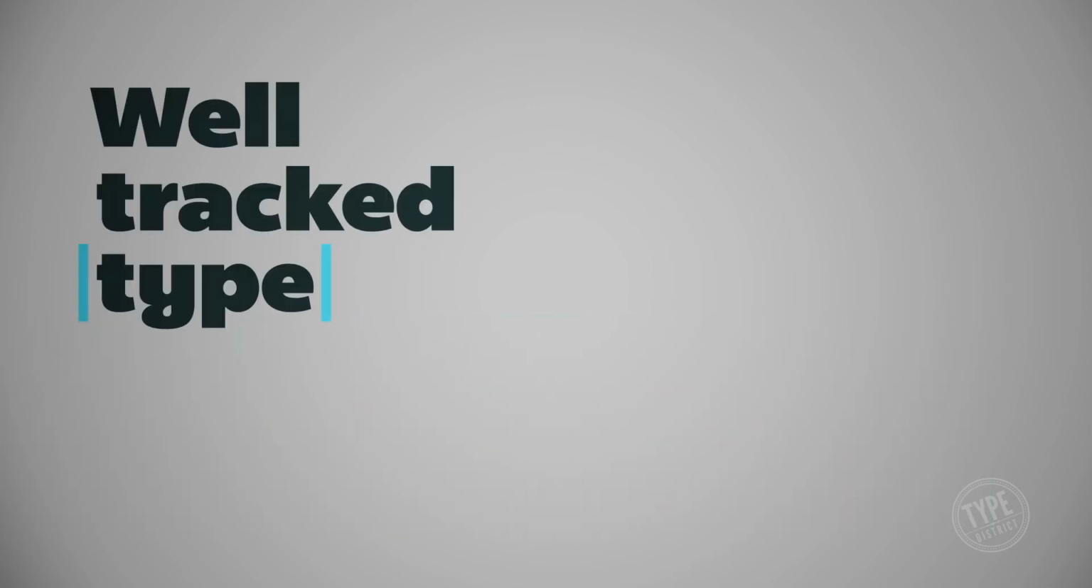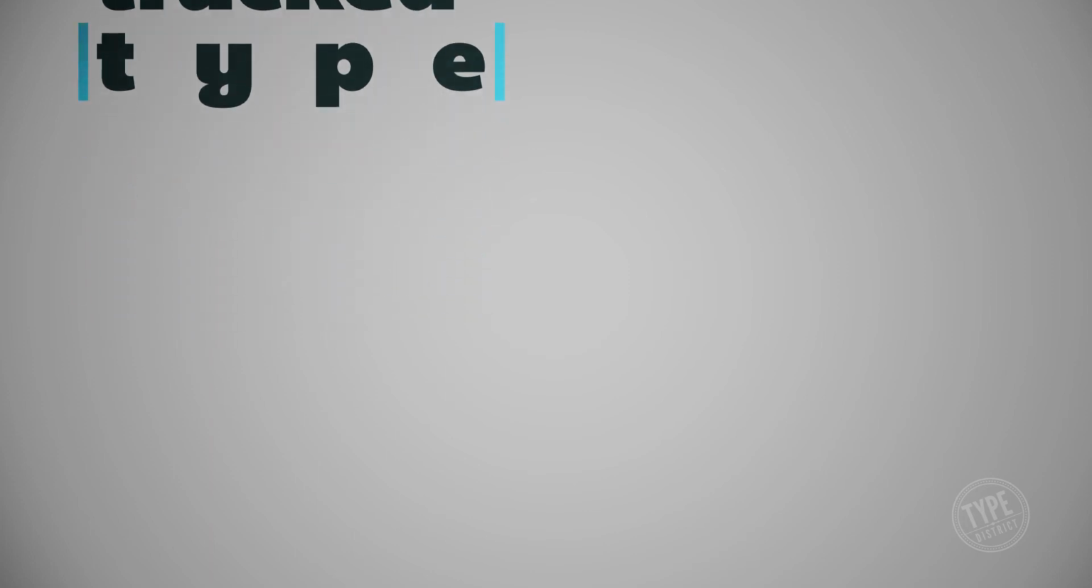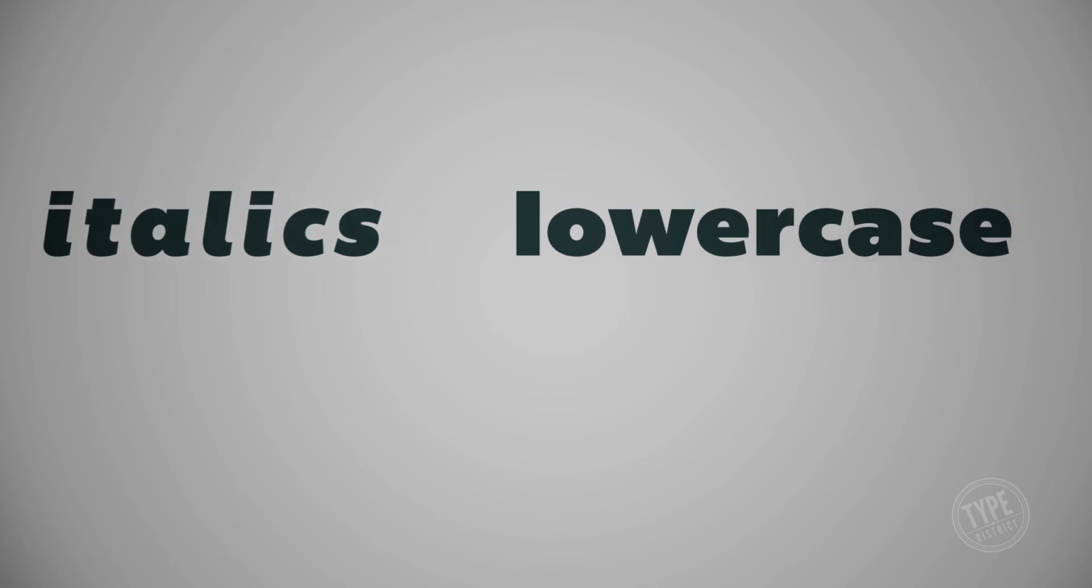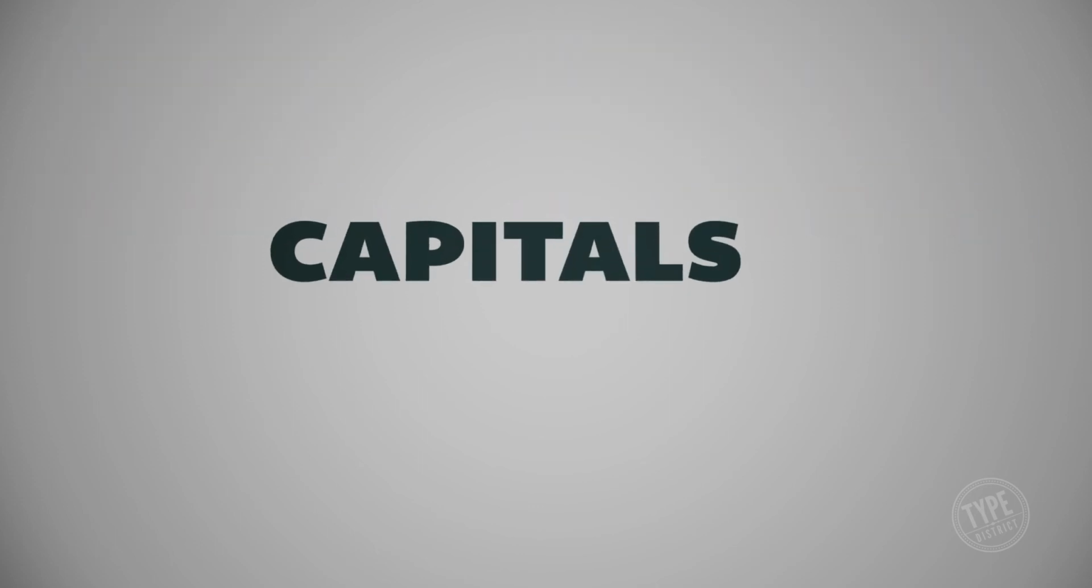well-tracked type are not too close together, neither are they too far apart. In some letter forms, such as italics and lowercase letters, most designers would have them close together. However, when working with capitals, it helps to give some breathing space in between.